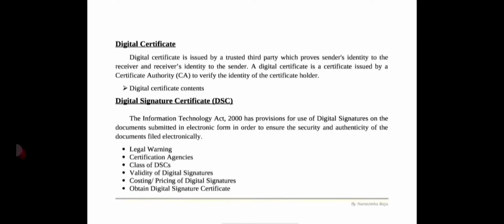And validity of digital signature. The DSCs are typically issued with 1 year validity and 2 year validity. These are renewable on expiry of the period of initial issue.